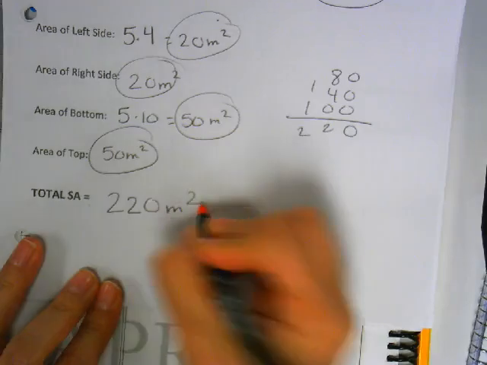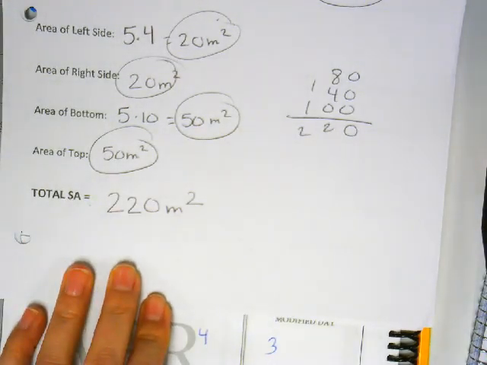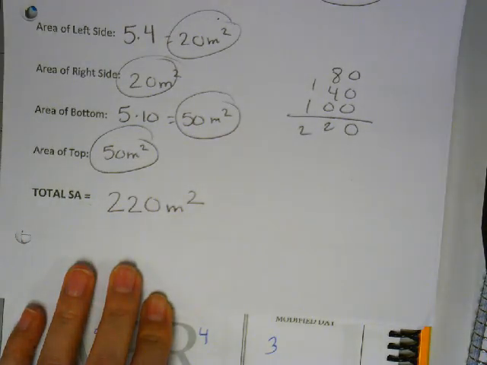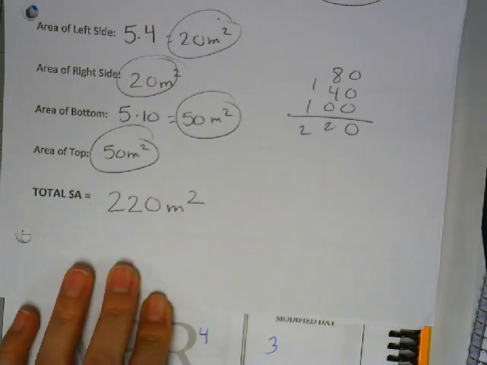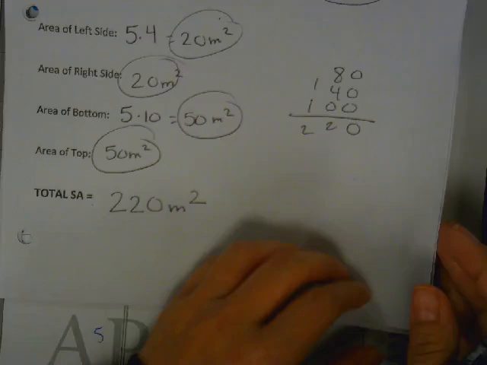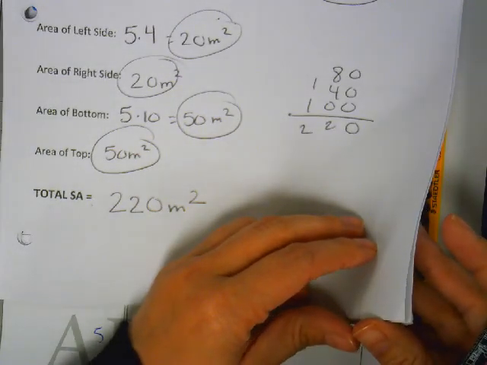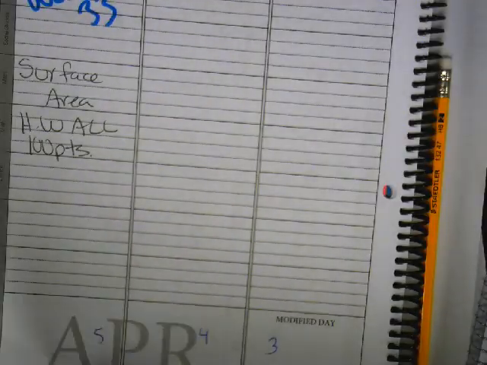It's area, right? So if it's area, we're going to do squared. Only in volume do we do cube. Questions? You did this in 6th grade. This is not new.